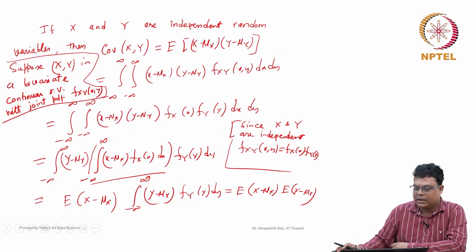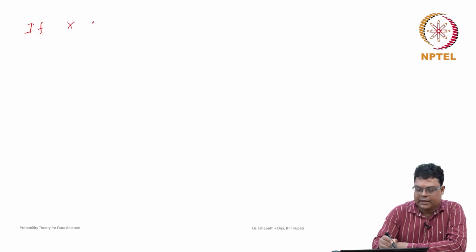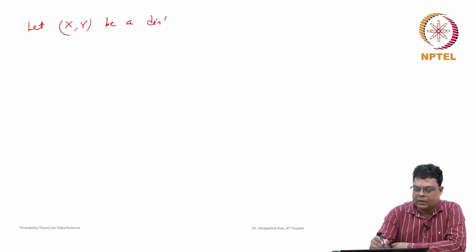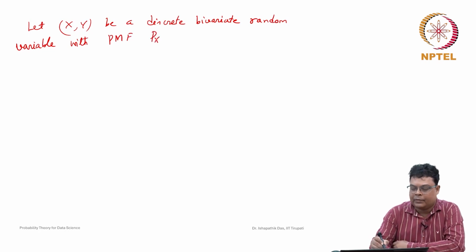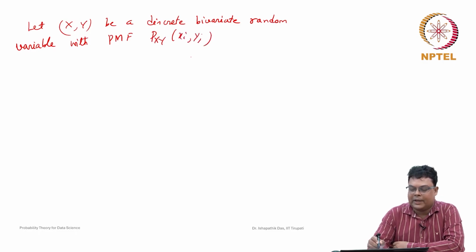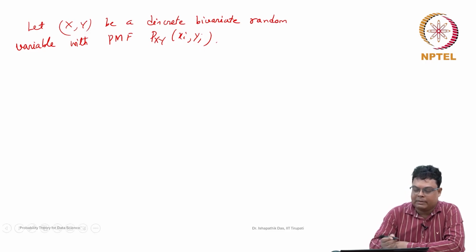Now if X, Y are discrete, let (X, Y) be a discrete bivariate random variable with probability mass function p_XY(x_i, y_j), because it is taking discrete values, that is why the notation p_XY(x_i, y_j). Then similarly we can show this in the same way.